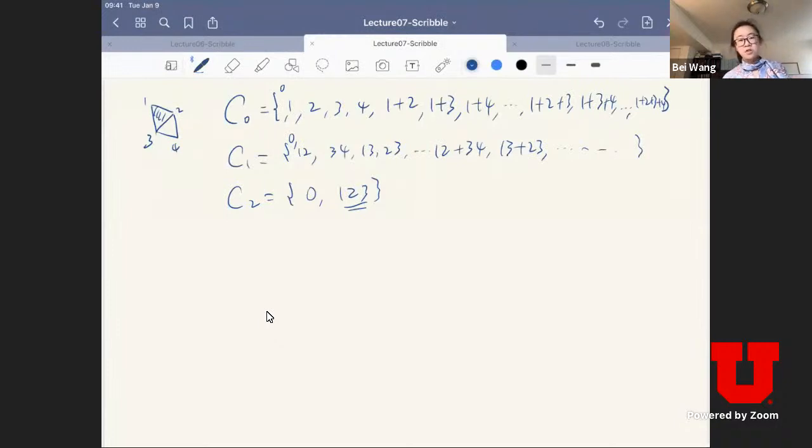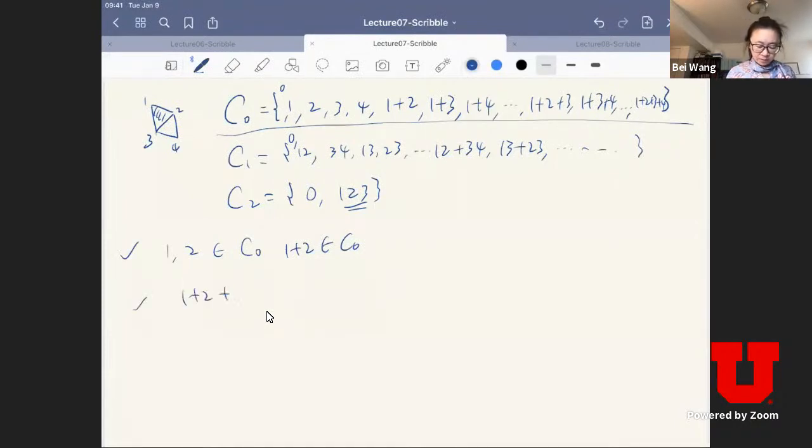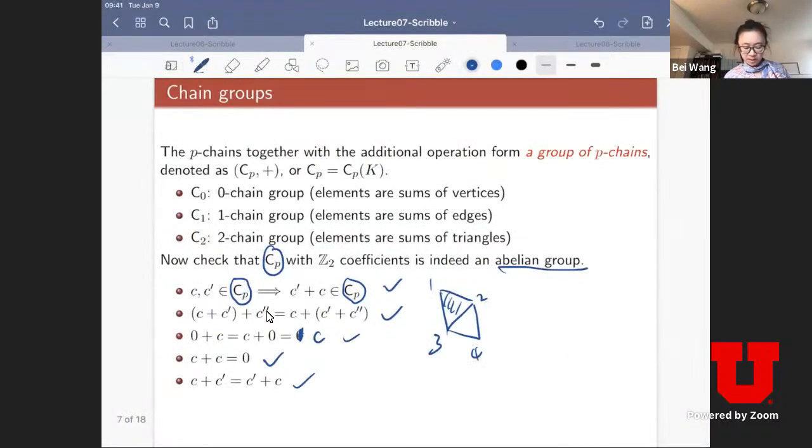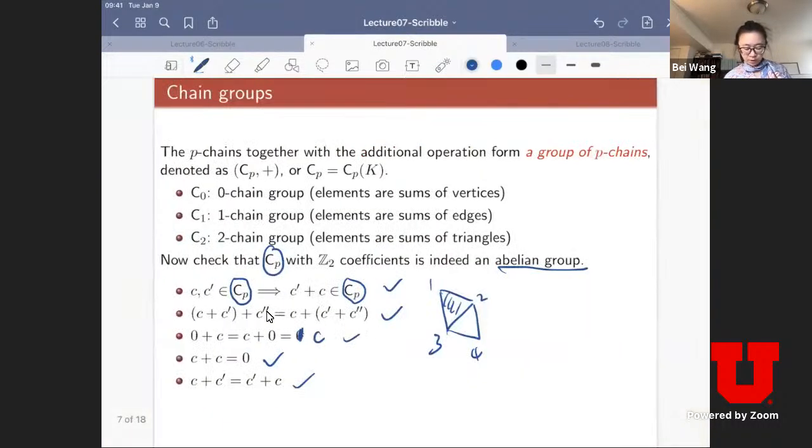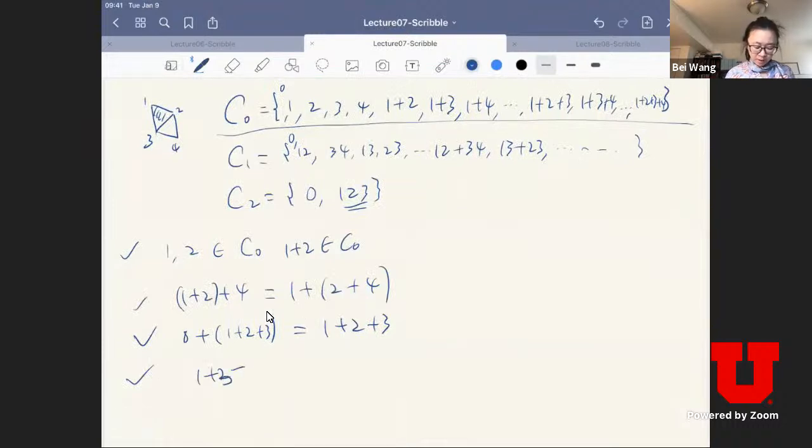Okay. So let's say I want to check that this is indeed an abelian group. If I take 2 elements, let's say 1 and 2, which are part of C0, this is just a verification. We know that 1 plus 2 is also part of this, so we have this closure property. Now I know 1 plus 2 plus 4 is equal to 1 plus 2 plus 4, and that's the commutative property. Since the 0 element is there, 0 plus the chain 1 plus 2 plus 3 is equal to the chain itself. And then the last property: if I have 1 plus 3 plus 4 and add it to itself, this is equal to 0, because all the coefficients are zeroed out mod 2.